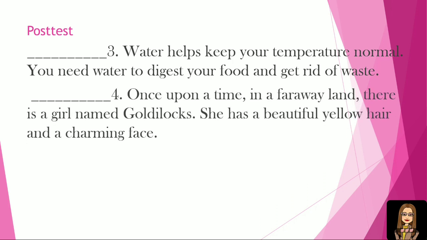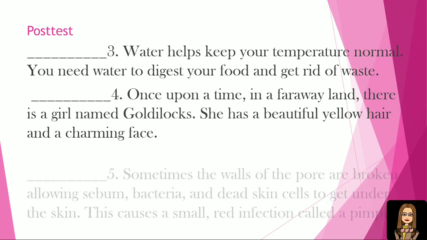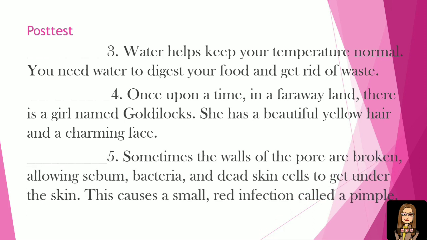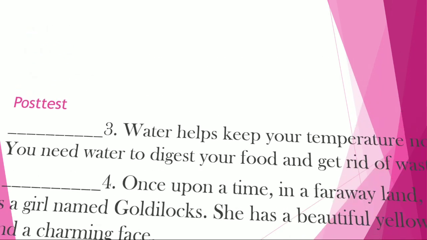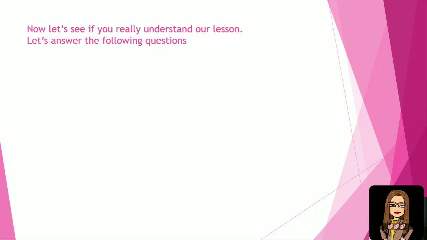Number 4. Once upon a time, in a faraway land, there is a girl named Goldilocks. She has a beautiful yellow hair and a charming face. Number 5. Sometimes the walls of the pore are broken, allowing sebum, bacteria, and dead skin cells to get under the skin. This causes a small red infection called a lymphoma. Now, let's check your answer.